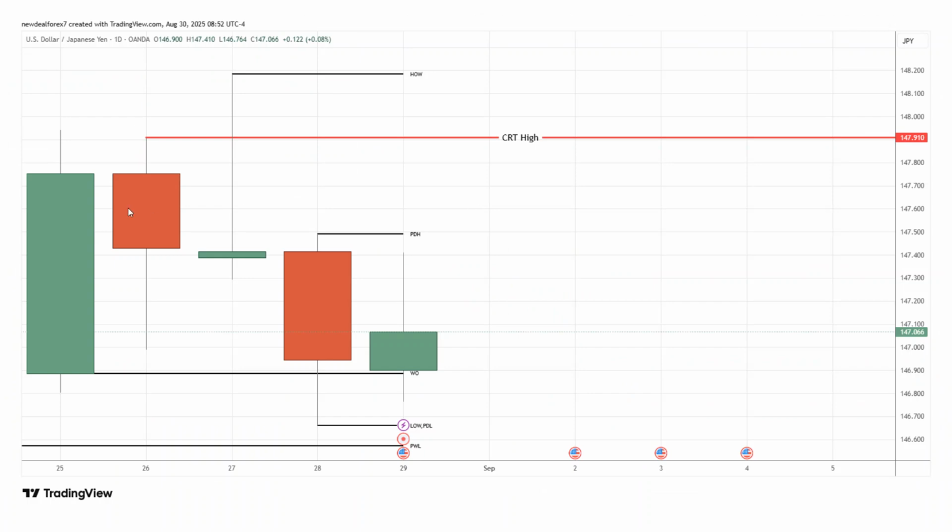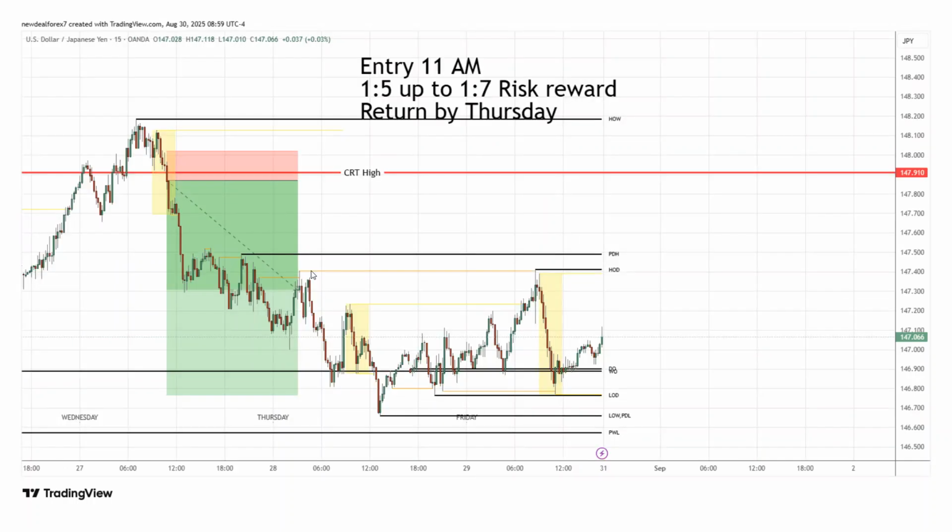This was dollar yen. So you got Monday, Tuesday, Wednesday going above both highs, closing inside of Tuesday's range. We love to see it. And then the best payday would have been Thursday, as Friday you see retraced. So this gave up to 1 to 5 to 1 to 7.